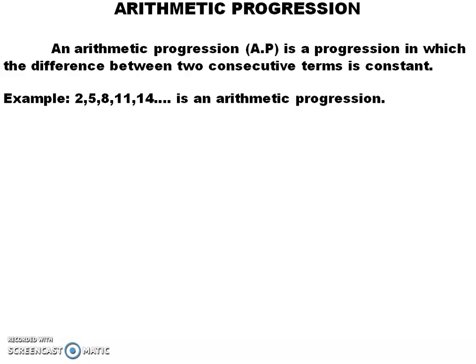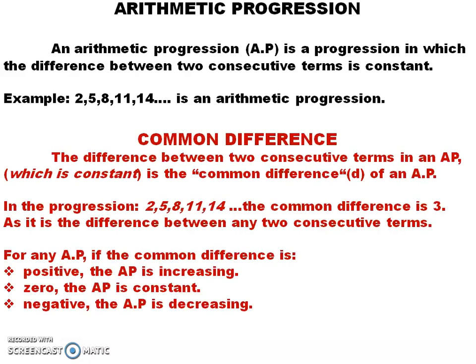arithmetic progression. Let's see what that difference is called. Common difference. The difference between two consecutive terms in an AP is known as the common difference. In the above example, we discussed that the difference between the consecutive terms was 3. So in this example, the common difference is 3. You have three conditions here.